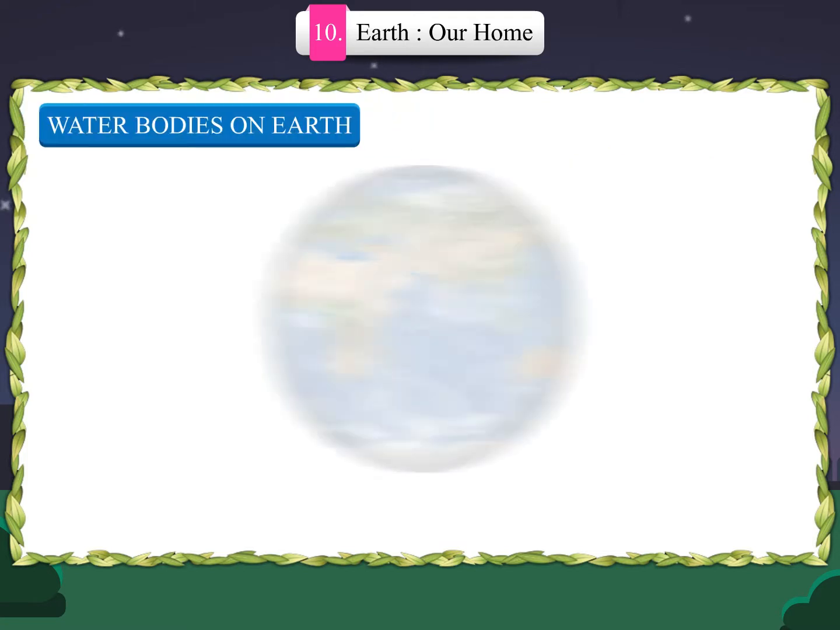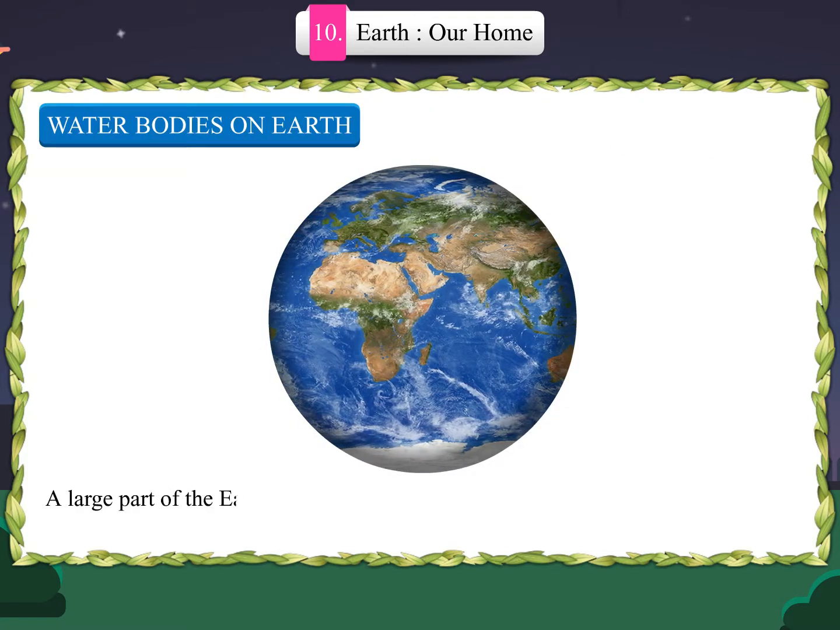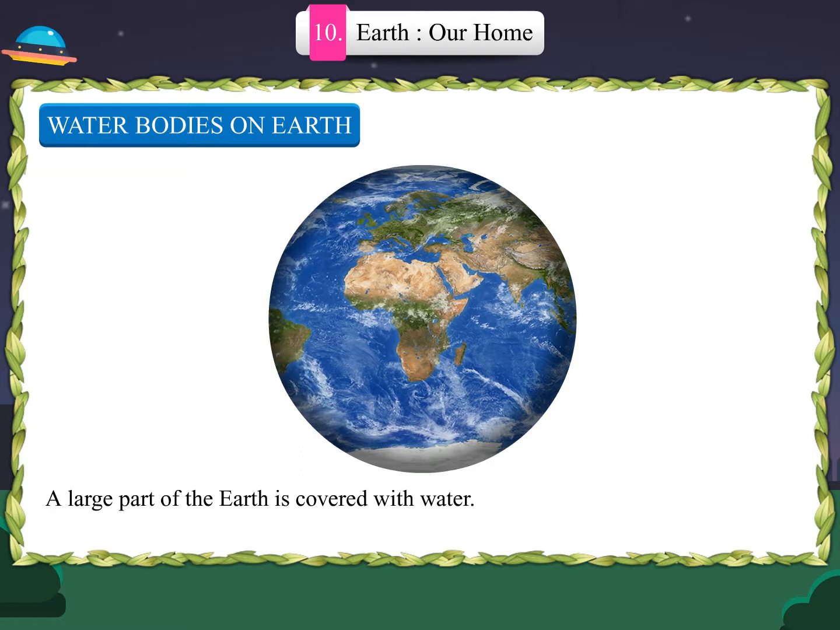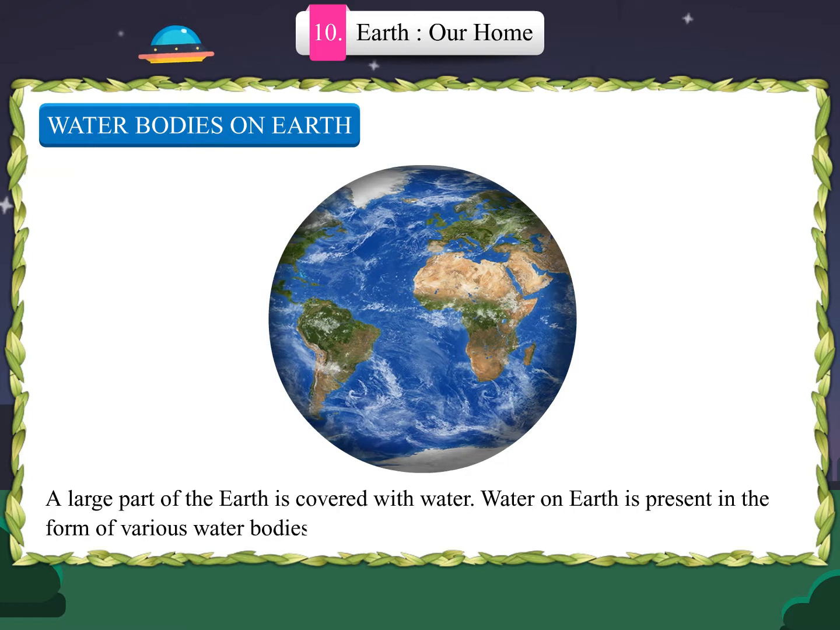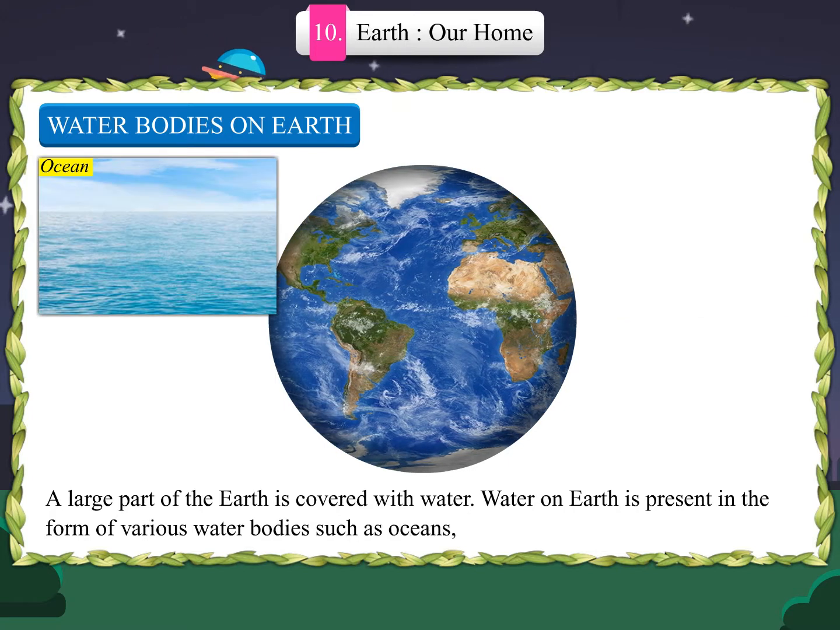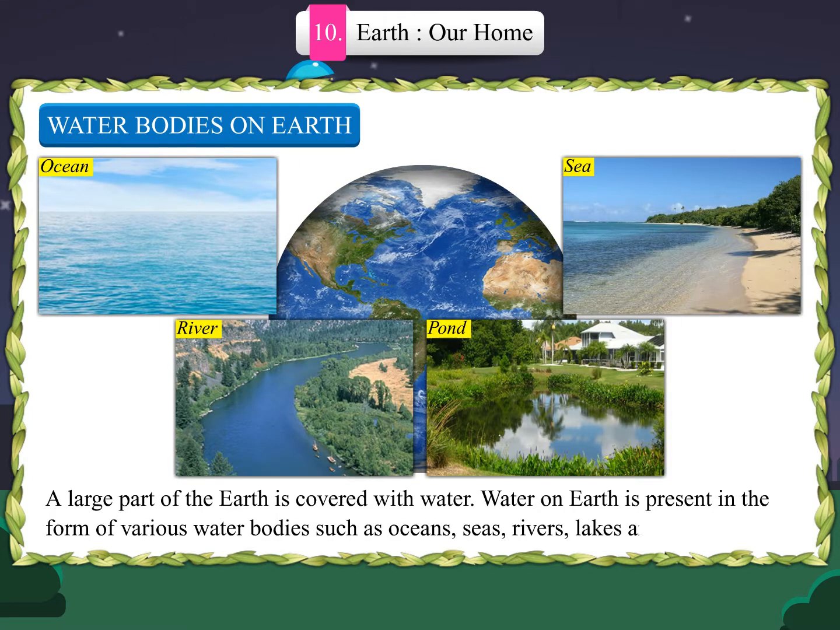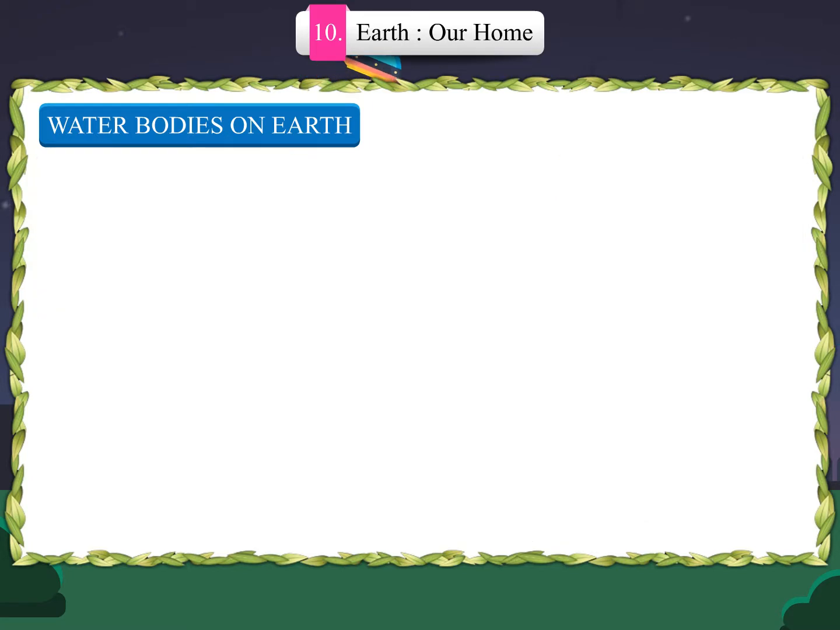Water bodies on Earth. A large part of the Earth is covered with water. Water on Earth is present in the form of various water bodies such as oceans, seas, rivers, lakes and ponds.